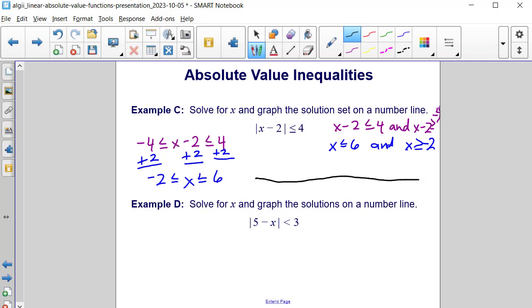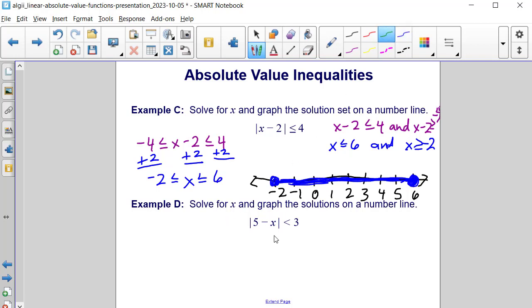So now let's graph the solution on the number line. So we have -2, -1, 0, 1, 2, 3, 4, 5, 6. And then we have greater than or equal to -2, so it's going to go in this direction, and it's less than or equal to +6. So we have 2 filled in circles, and we're shading in between these two x values of -2 and +6.